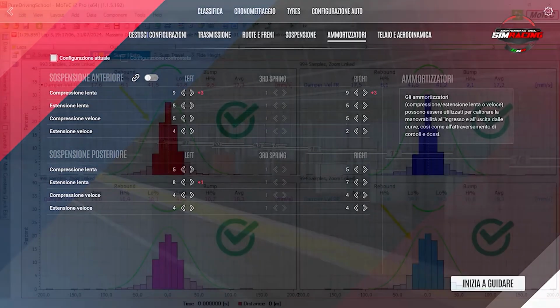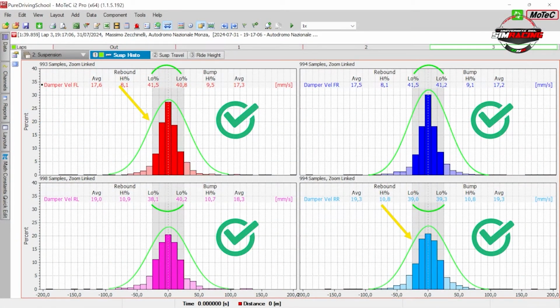After a second run, we reviewed the telemetry. With just a few adjustments, the histograms were nearly perfectly balanced. While there was still a slight visual asymmetry between the front left and rear right rebound, the percentage values aligned, meaning there was no need to obsess over achieving a purely symmetrical shape.